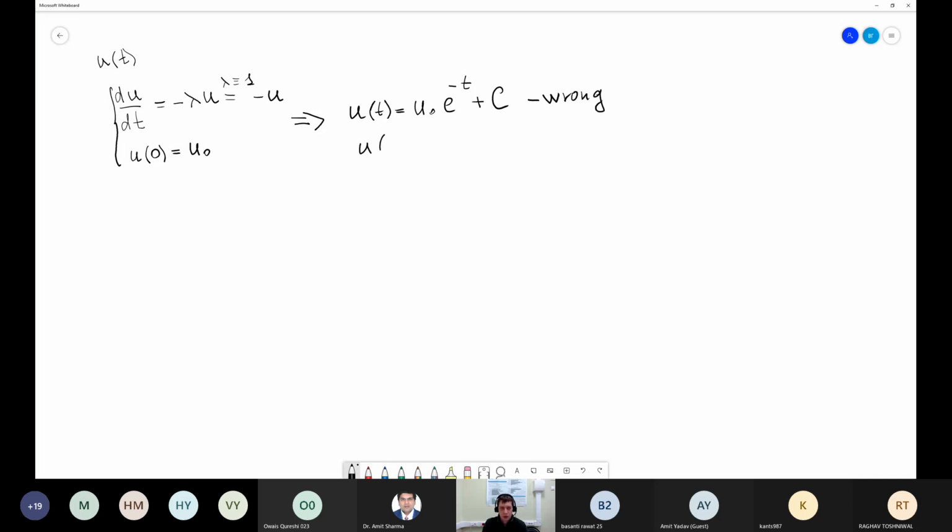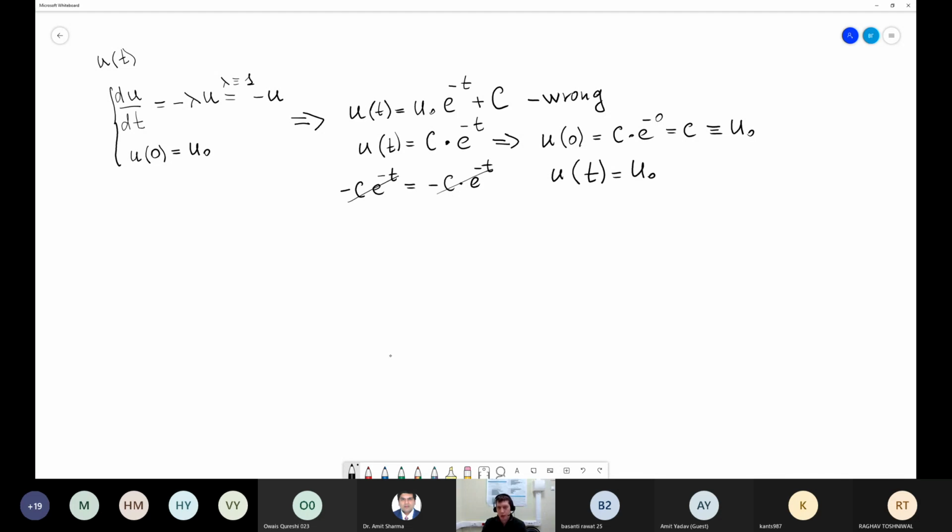The correct solution is u(t) equal to some constant c multiplied by e to the minus t. If we substitute this function into the equation, we obtain minus c multiplied by e to the minus t is equal to minus c multiplied by e to the minus t, and this is true. To estimate the value of c, we substitute 0. U subscript 0 will be c multiplied by e to the power minus 0, which equals c, and we have here the initial condition. So finally, the answer to this Cauchy problem is u(t) equals u subscript 0 multiplied by e to the minus t. This is correct.